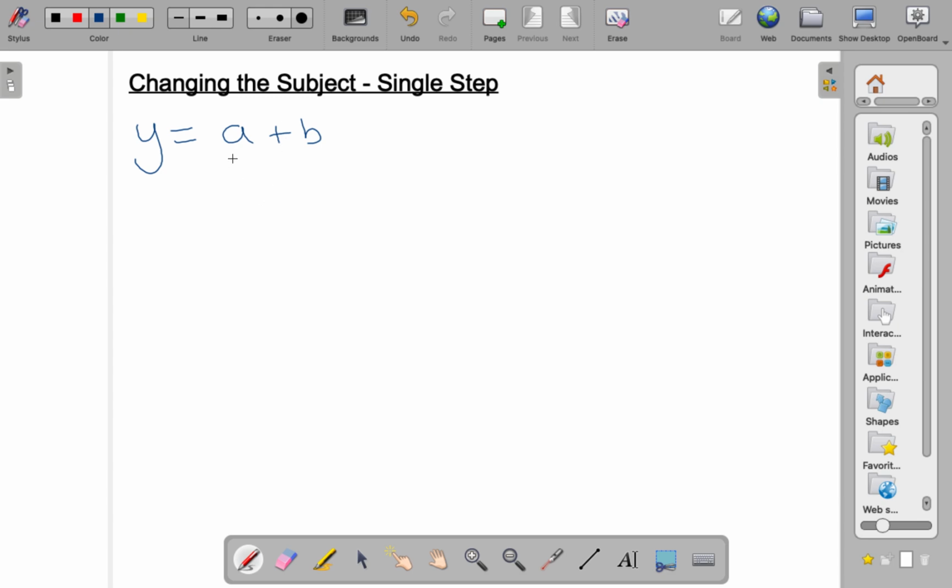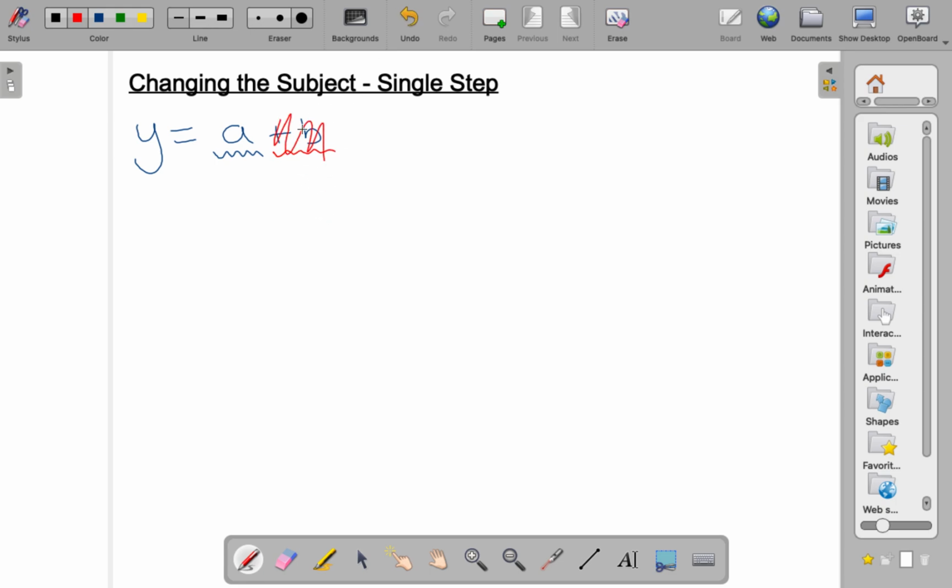So when we say make a the subject of the equation, we want it to say a is equal to, and then something. So our job here is to find out what this something is. The way we do that is we want the a on its own, but the problem is that we have a plus b here. We want to get rid of this somehow.